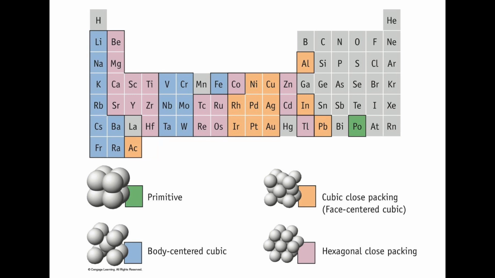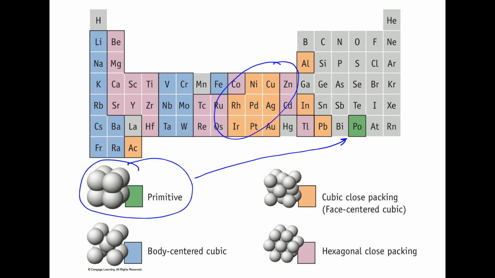Now, different atoms form different types of crystal lattices. There's not that many that form a primitive unit cell. We're talking about pure elements there. The only one that we have on this list is polonium. A lot of what we call money metals, which are our precious metals, make face-centered cubic. In the D block, we have some that make body-centered cubic.